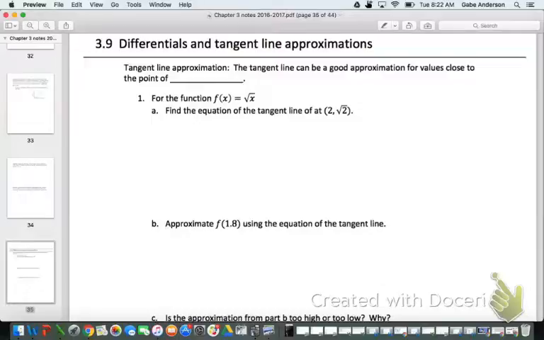Finding equations of tangent lines over and over. You remember doing this? We did this so many times. And so I just want to let you know that as we work on a couple of these questions, it's just going to be total review with a little bit of new stuff at the end.